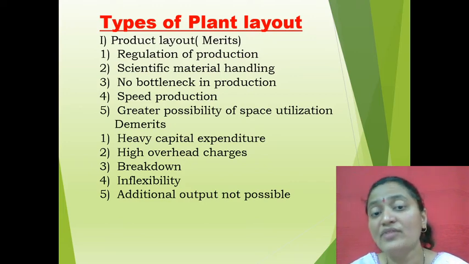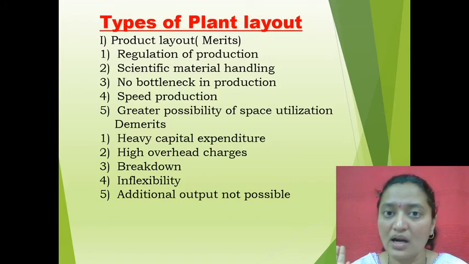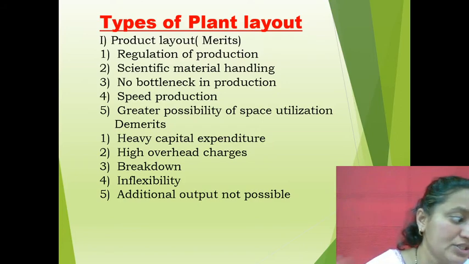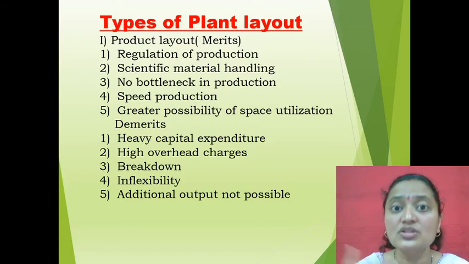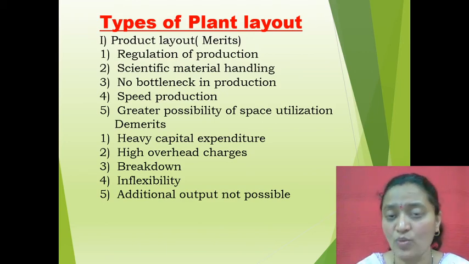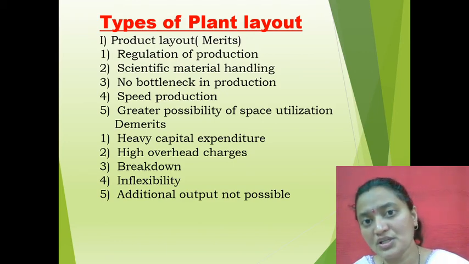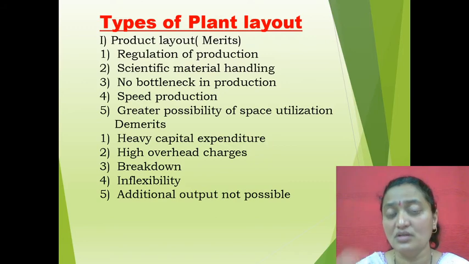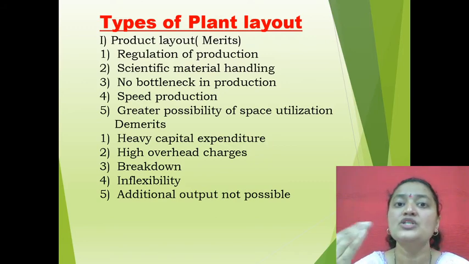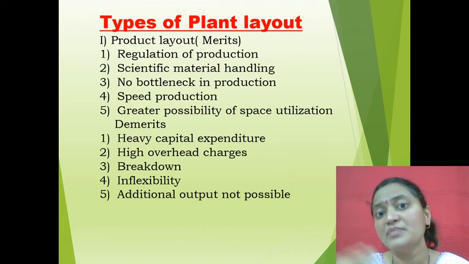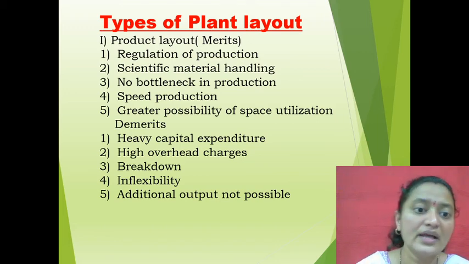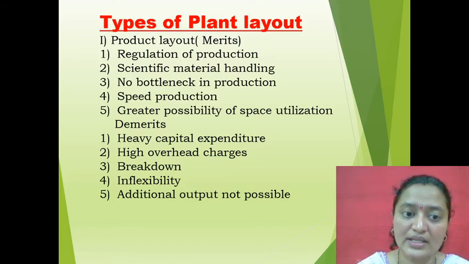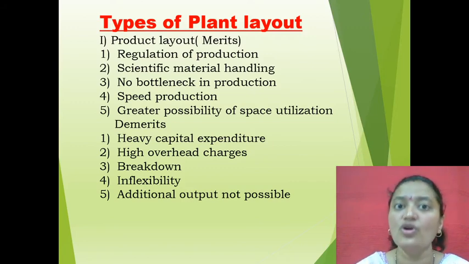Now apart from that, we have to study the demerits of plant layout. The first one is heavy capital expenditure. Here, how much capital or investment is required to purchase the machinery or machines? That much cost is required, so they are spending more investment in the purchase of machines. Then high overhead charges, meaning the overhead charges are also more or increasing.